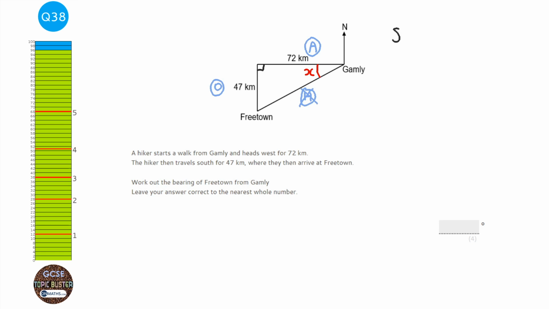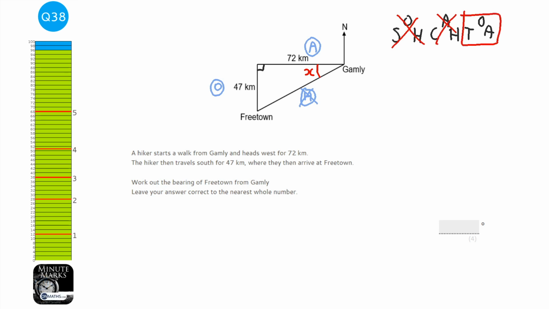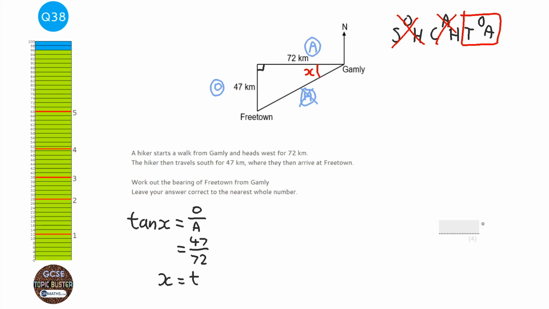So writing SOHCAHTOA, well, we're not interested in the H, so it's not going to be SOH, and it's not going to be CAH, so it's going to be TOA. So TOA stands for tan x equals opposite over adjacent, and the opposite is 47 and the adjacent is 72. Now we want to work out what x is, so to do that we want to inverse tan both sides.